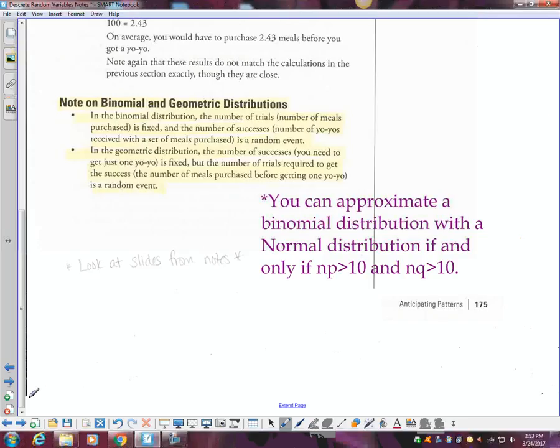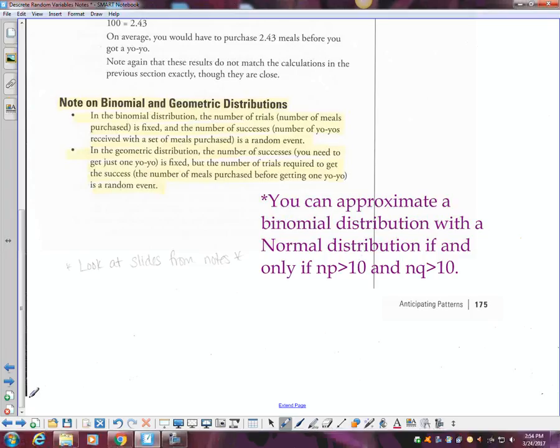Note on binomial and geometric distributions. In binomial distributions, the number of trials, number of meals purchased, is fixed, and the number of successes is a random event. In the geometric distribution, the number of successes is fixed, but the number of trials to get the success is your random event. Okay, nice little note down here at the bottom.